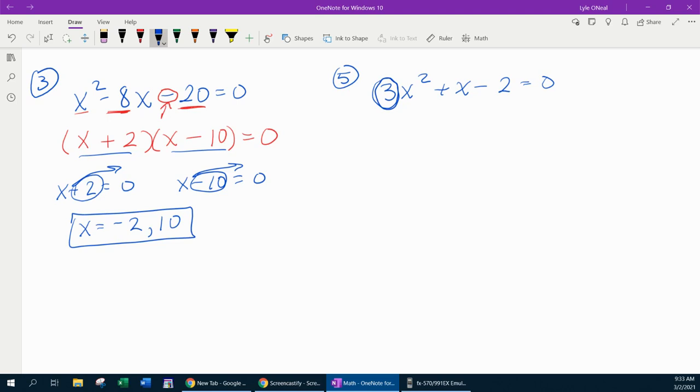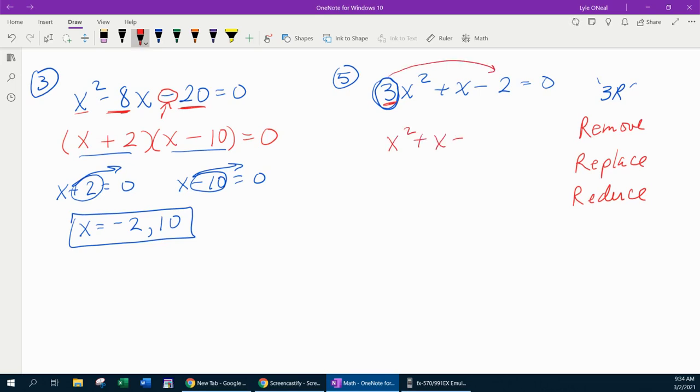So notice this problem is different than number 3 because we do have the lead coefficient. And if you're going to try to factor this, my preferred technique is the 3R method. So if you've not seen this before, the 3 R's are remove, replace, and reduce. So first, we're going to remove the 3. That's going to give us x squared plus x minus. Now, when you remove the 3, you're going to multiply it by the constant. That's going to give us a 6.